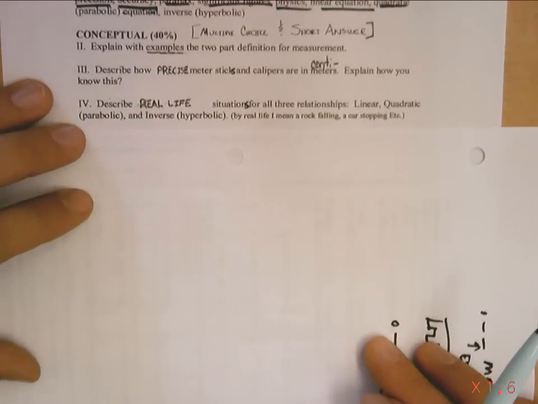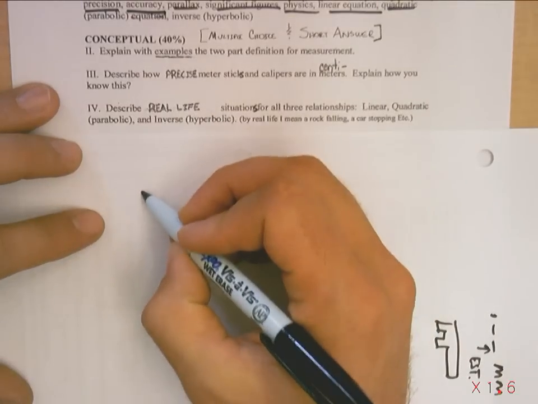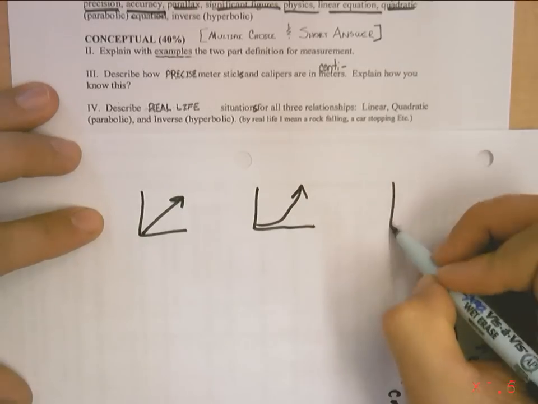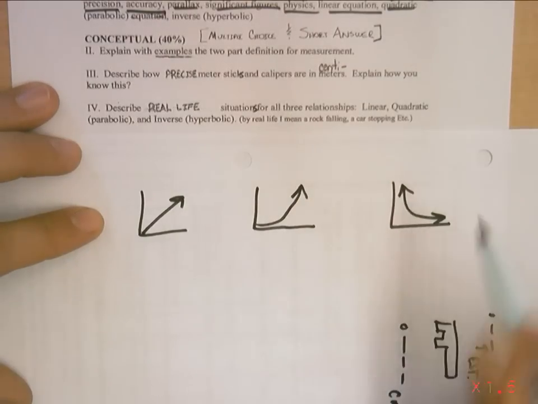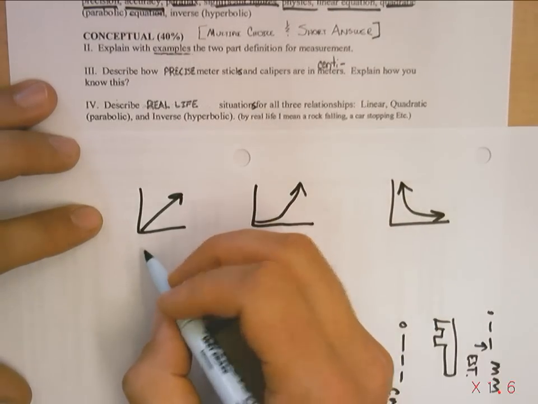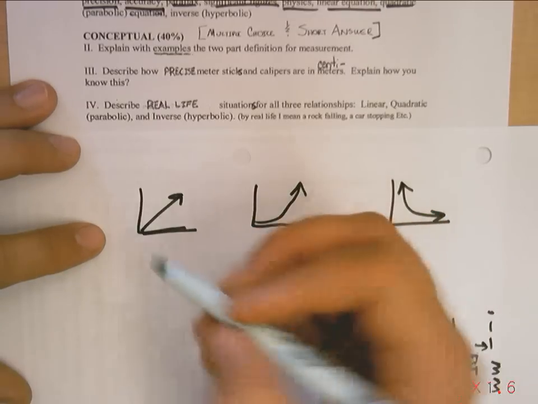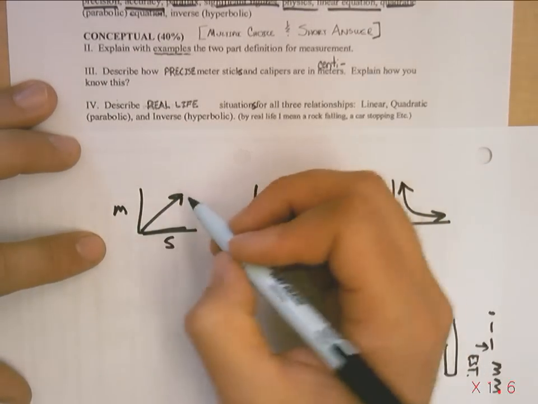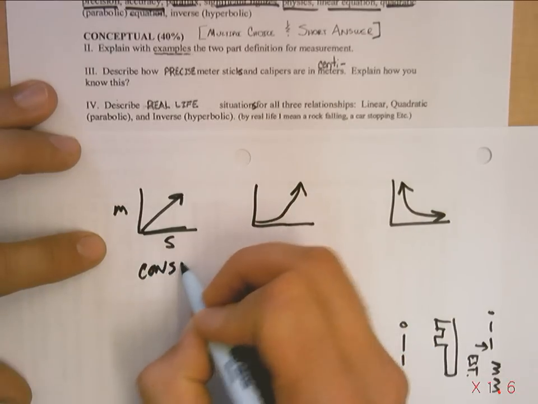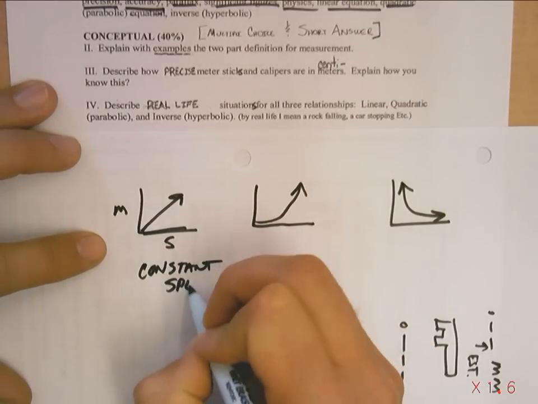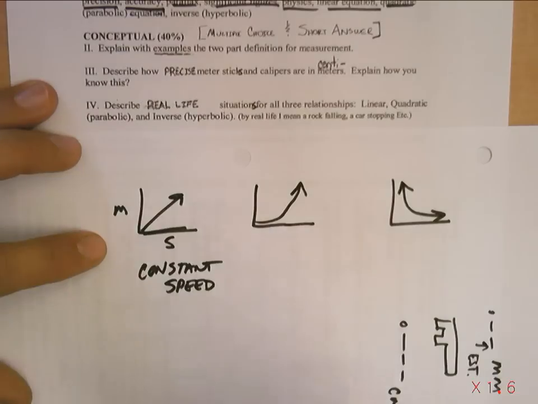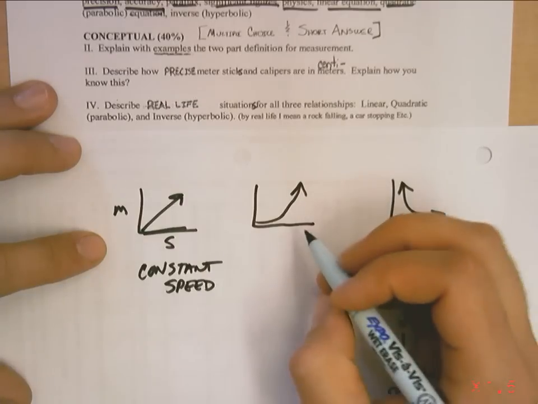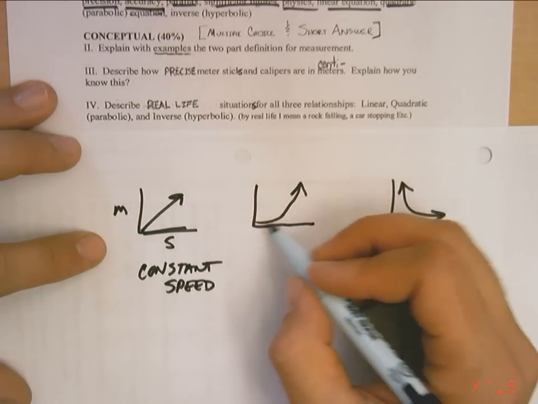Let's take a look at some real life situations for each of the 3 relationships. So we have linear, we have quadratic, and we have inverse. These are our relationships. We can easily come up with some easy relationships. We can do meters per second, and it shows us an object that's traveling at a constant speed. That's an easy one. And we could do other ones too. We could make it mass over volume and show density.